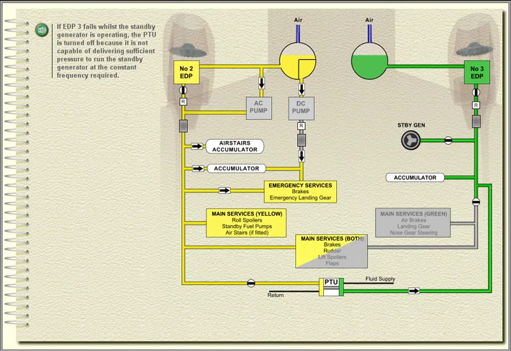If EDP3 fails whilst the standby generator is operating, the PTU is turned off because it is not capable of delivering sufficient pressure to run the standby generator at the constant frequency required.